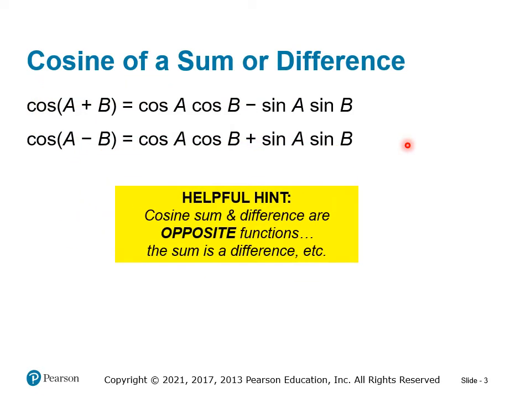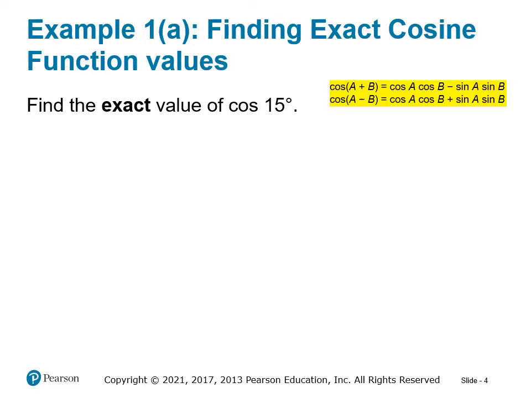So the helpful hint here is to remember that the cosine sum and difference identities are opposite functions. That is, the cosine of a sum is actually a difference formula, and similarly, the cosine of a difference is actually a sum. So that's just a little trick to help you memorize these, okay?